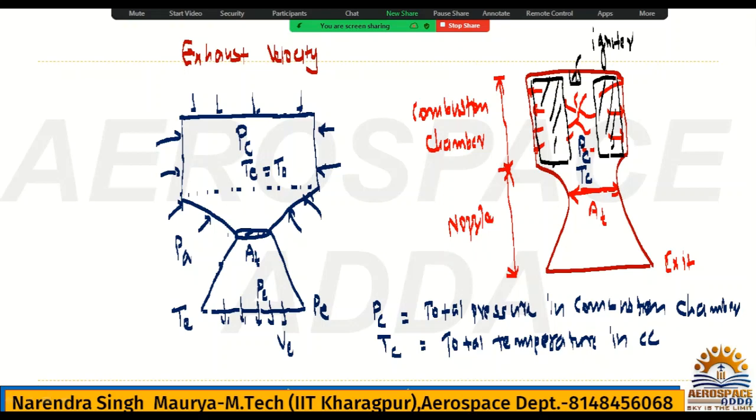Why? Because we are not adding any heat. If you check, heat we are adding in the combustion chamber, not in the nozzle. So in the nozzle, total temperature must be constant. So this T naught will be the same everywhere. So for the exit of the nozzle, it will be T naught E, that is the total temperature at the exit. This is the exit, okay? This is the exit value, static, and this is the total.